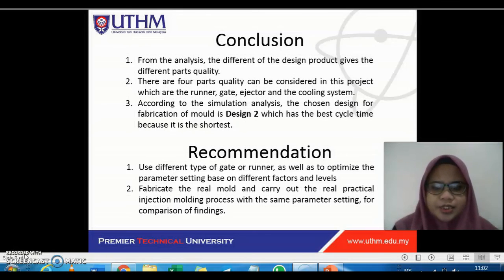As for recommendation, maybe in future we can use a different type of gate or runner, as well as optimize the parameter setting based on different factors and levels, or fabricate the real mold and carry out the real practical injection mold process with the same parameter setting for comparison of findings.